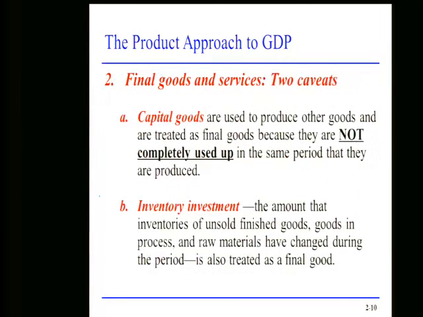Now, having said that, there are two exceptions, or two caveats. The first is for what we call capital goods. The second is for what we call inventory investment. Let me talk about capital goods first. Capital goods are physical assets that are used in the production process, but they are not completely used up. In fact, they must have, by definition, a usable lifespan of 3 years or longer. We count those as final goods because even though a portion of them is used up, they're not completely used up in the production process.